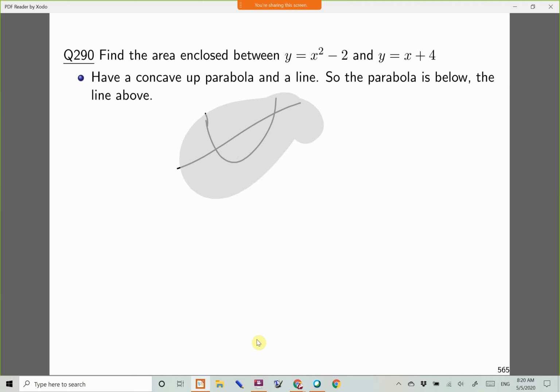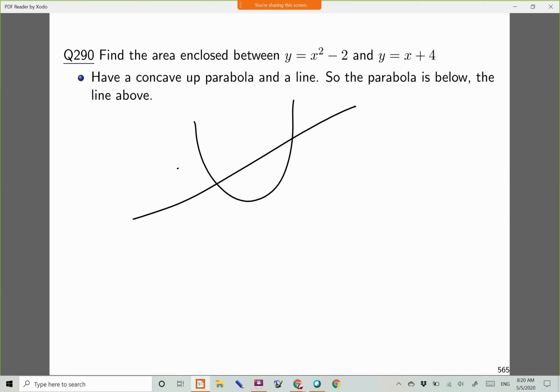Right? So if they intersect at all, if you've got a parabola that's concave up and a line, in the region that's enclosed between, the line is above. So in this shaded region, if you start anywhere in the shaded region, if you walk upwards, you'll hit the line. Whereas if you start in this shaded region here and then you walk downward, you end up hitting the parabola. Right? So the line is above, the parabola is below.